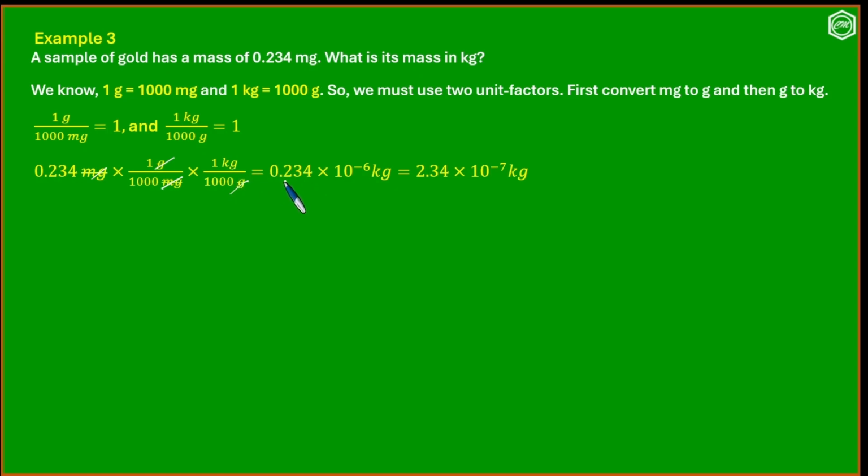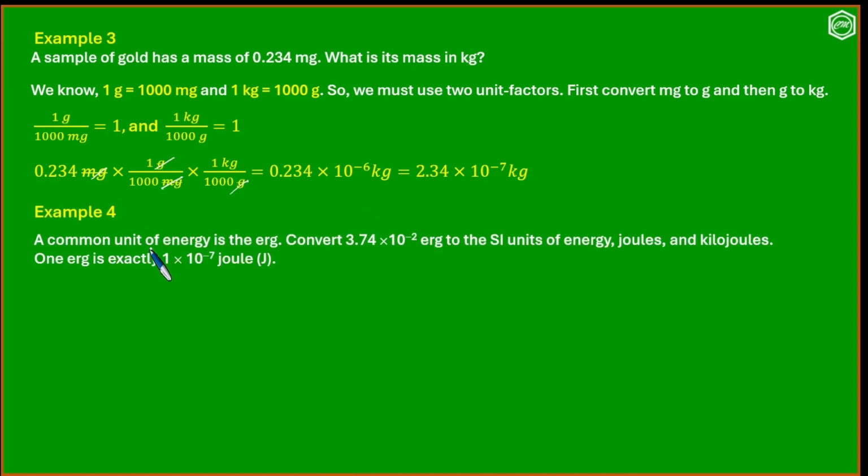So the final result will be 0.234 into 10 raised to minus 6 kilogram, from 10 raised to 3 into 10 raised to 3. When it comes to the numerator, it becomes 10 raised to minus 6. Writing in scientific notation, we move the decimal place one place towards right. So 2.34 into 10 raised to minus 7. The exponent decreases by 1.